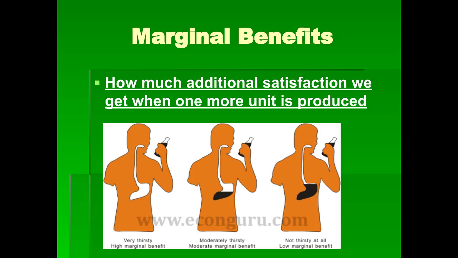Because resources are scarce, we want to make sure we're efficient. We want to use them the right way. So one of the terms we use to describe this is called marginal benefits. Right? A marginal benefit is how much additional satisfaction or happiness or usefulness we get when one more unit is produced.